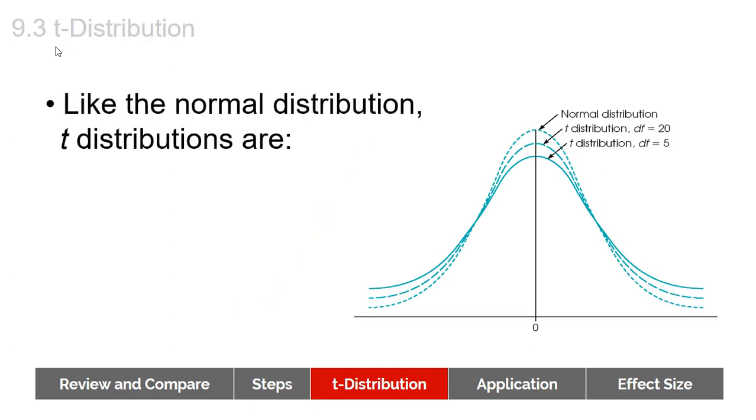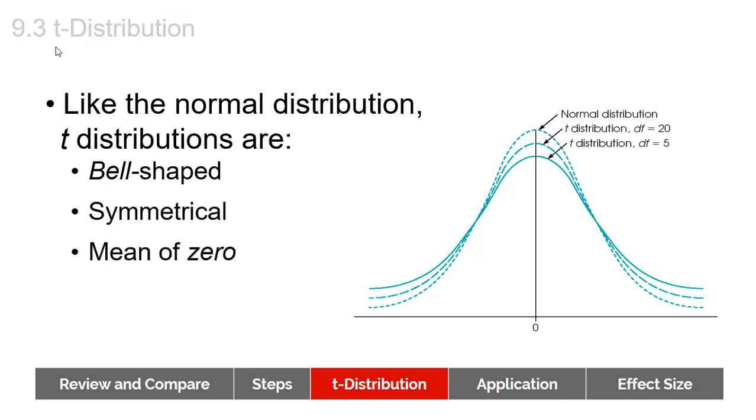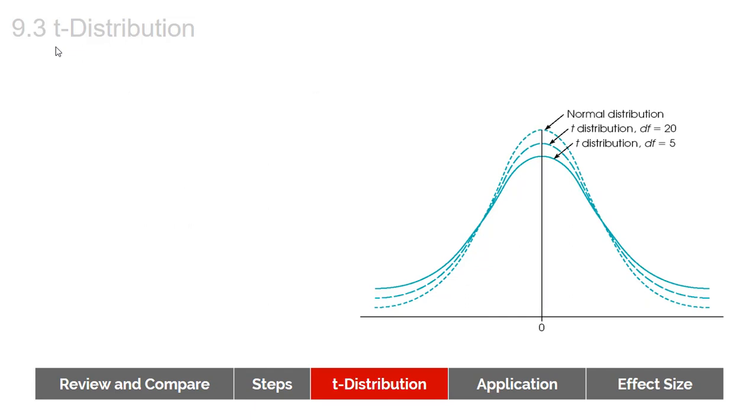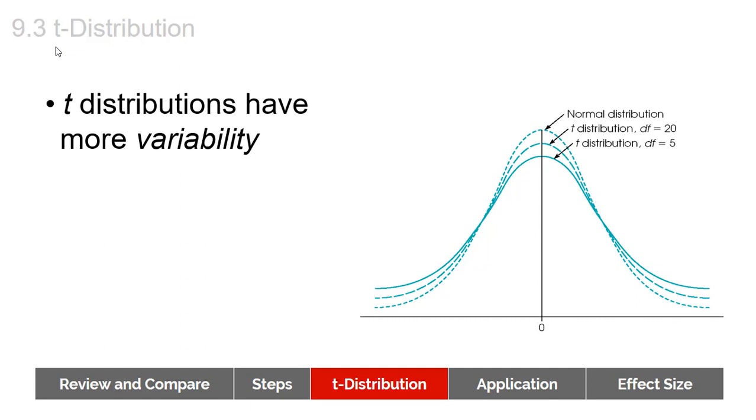Like the normal distribution, t-distributions are bell-shaped, they are symmetrical, and they do have a mean of 0. So they do have that in common with the normal distribution. But the normal distribution isn't affected by sample size, and the t-distribution is. The t-distribution will look different depending on the sample size. T-distributions have more variability. You'll notice that they are flatter. They have a more spread out shape. And that is something to keep in mind and keep in your notes: t-distributions are flatter and have a more spread out shape than the normal distribution.